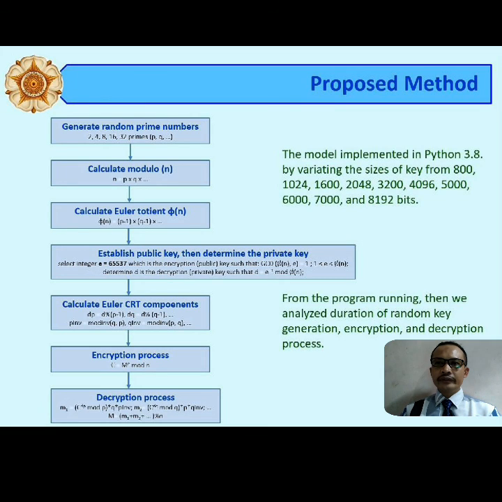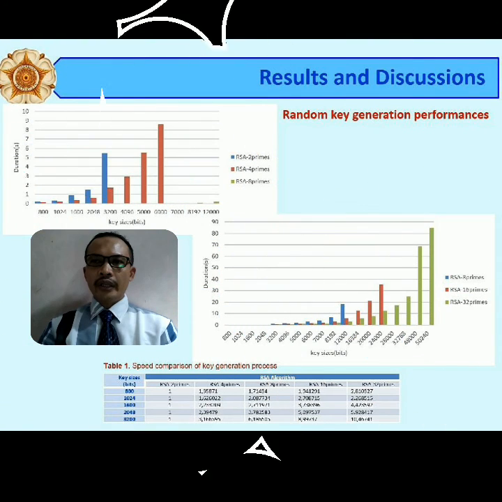The model is implemented in the Python 3 programming language by varying the size of k from 800, 1045, until 8192 bits. From the running program, we analyze the duration of random key generation, encryption, and decryption as the performance of our improved model. And now we can see the results and discuss them.